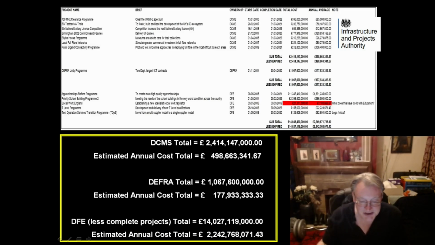2 large ICT contracts. Again, the key point with this one, what they call the Unity programme, is the amount of money. And when you consider that DEFRA is all the agriculture and forestry and what have you, what sort of IT systems do they need that cost that much money? That's the part where I'd look at that and go, well, I don't quite understand what the need is there and what you're doing, and why is it so expensive?